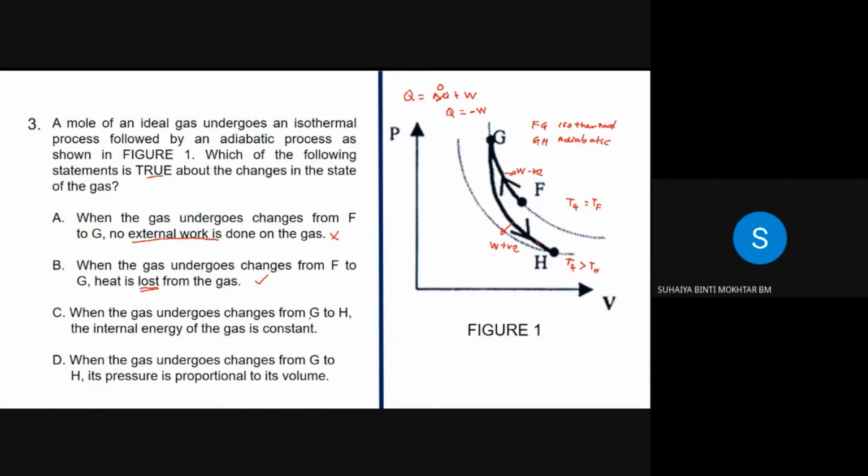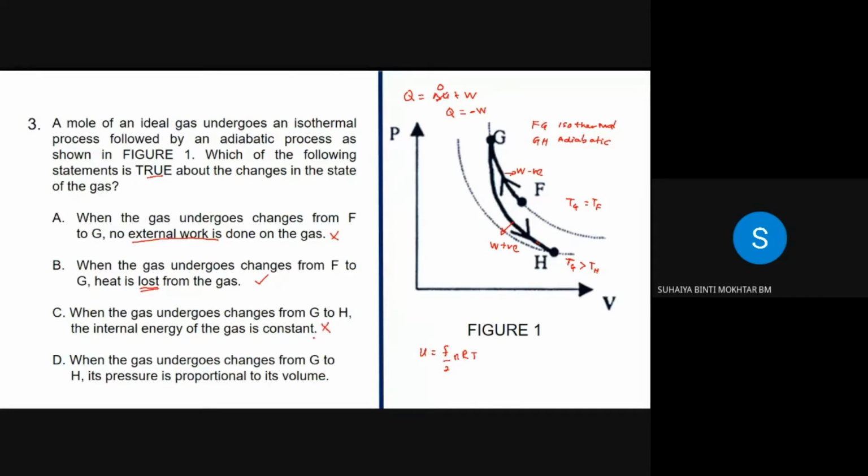Constant ke? Temperature kita, internal energy kita not constant, right? Why? Because temperature kita tak constant. Temperature Tg is greater than Th. So internal energy, U tu equation internal energy, U equals to f/2 nRT, right? T final and T initial temperature berbeza. So mean that U not constant lah. Okay. So out into C.